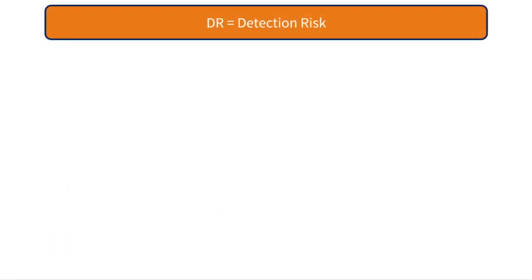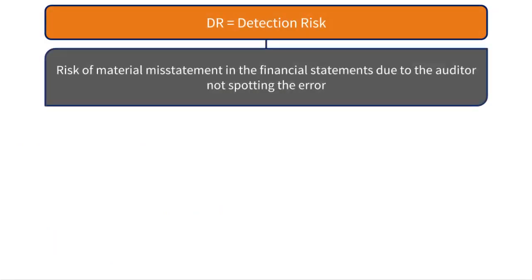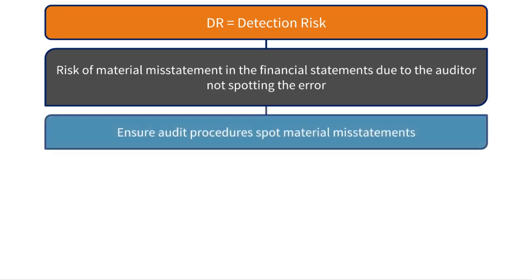DR is detection risk. This is the risk of a material misstatement in the financial statements due to the auditor not spotting the error. This is the one element of the audit risk model that the auditor can do something about. The auditor must ensure that their audit procedures carried out during the audit process are able to detect misstatements that could be material. The level of work needed will depend on the client's circumstances.